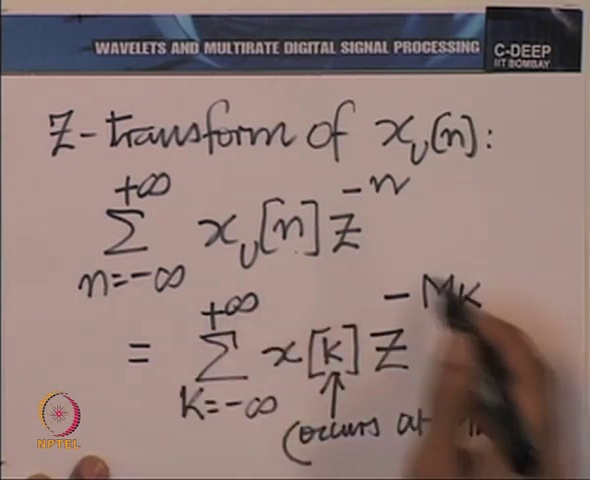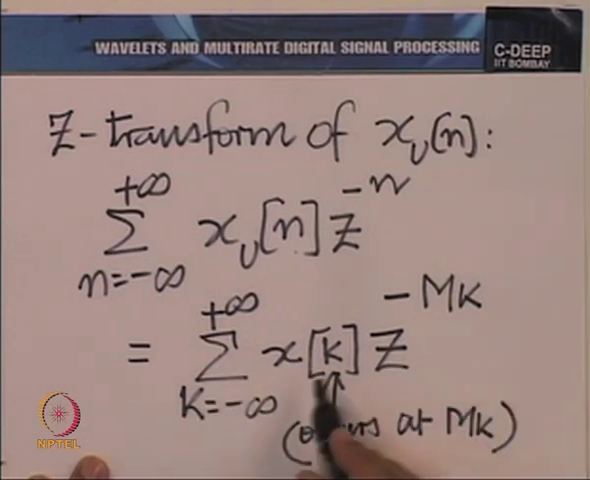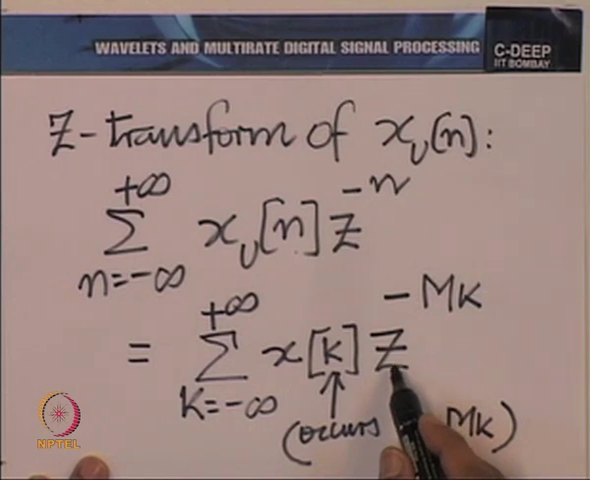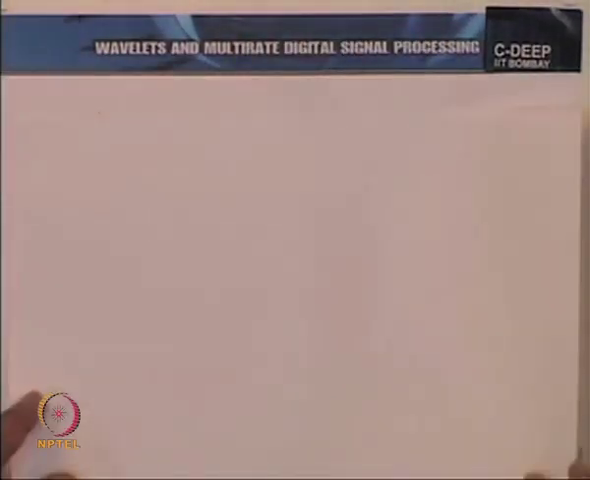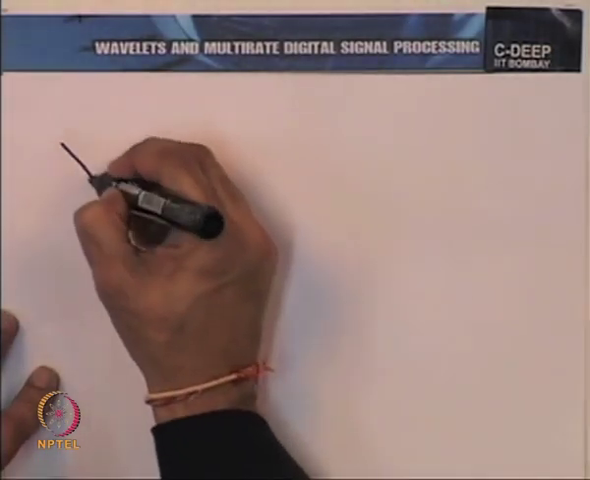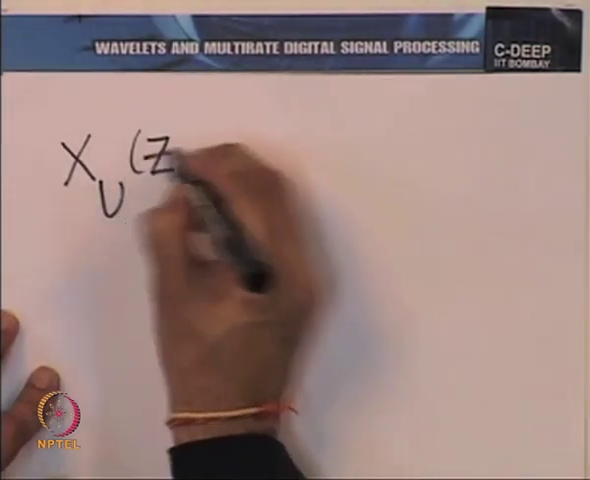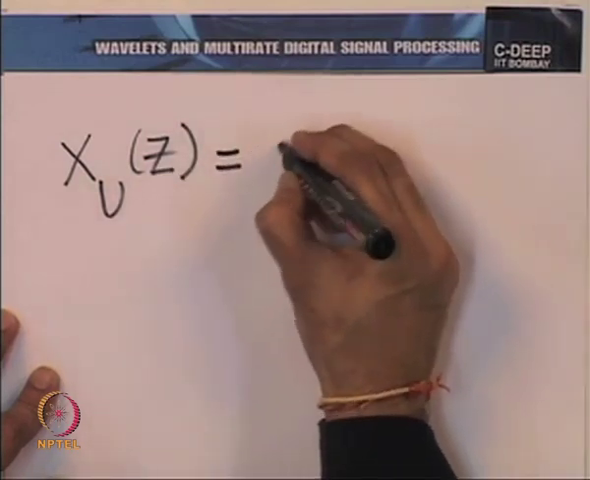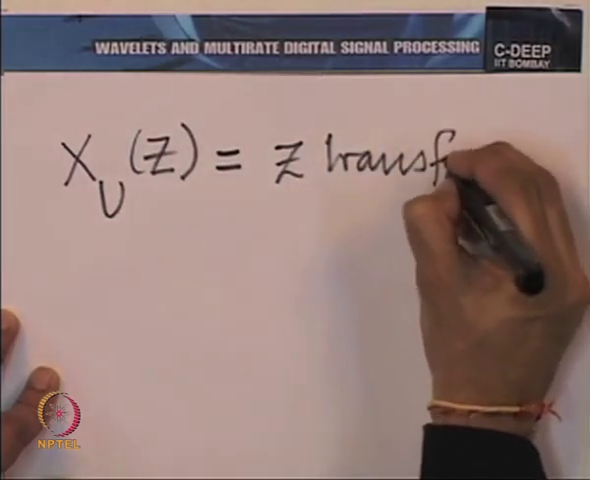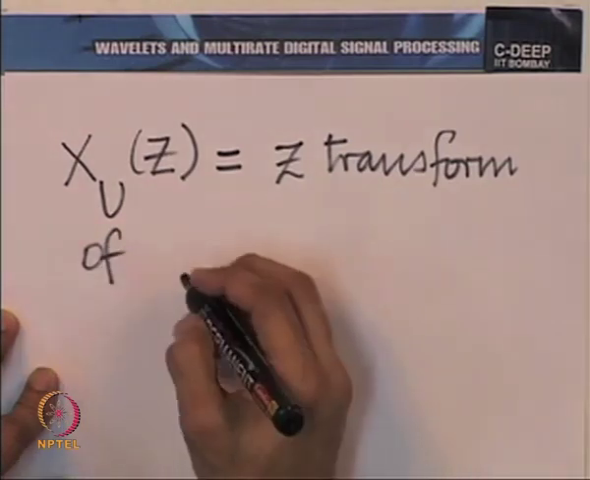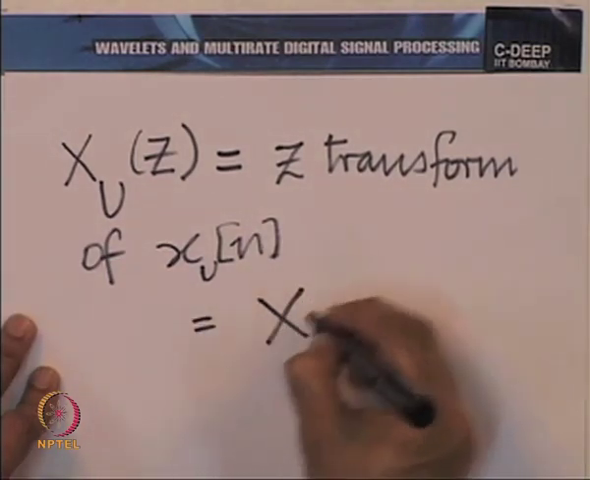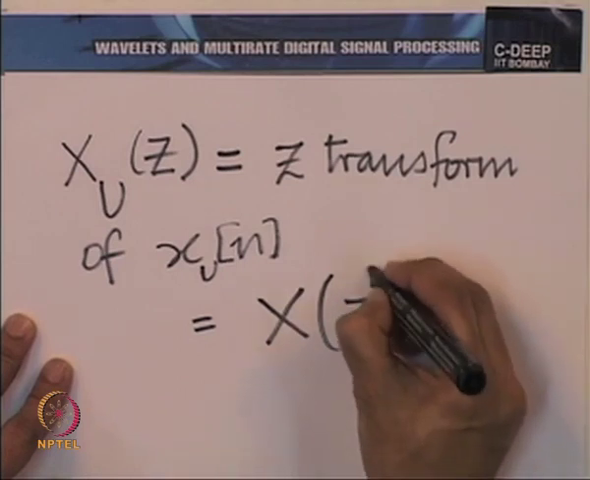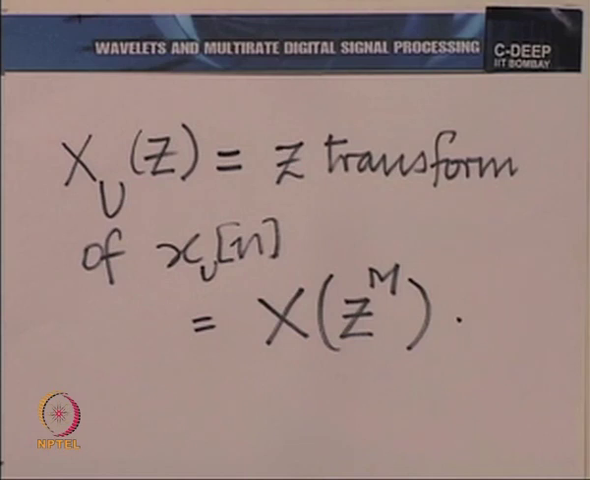Now, this is a familiar expression. This is very like the z transform of x, except that you have replaced z by z raised to the power capital M. So, in fact, there we have a very simple relationship for X_u(z) to X(z). Indeed, the z transform of the sequence x_u[n], namely capital X_u(z), is the z transform of the sequence x with z replaced by z raised to the power M. Simple.